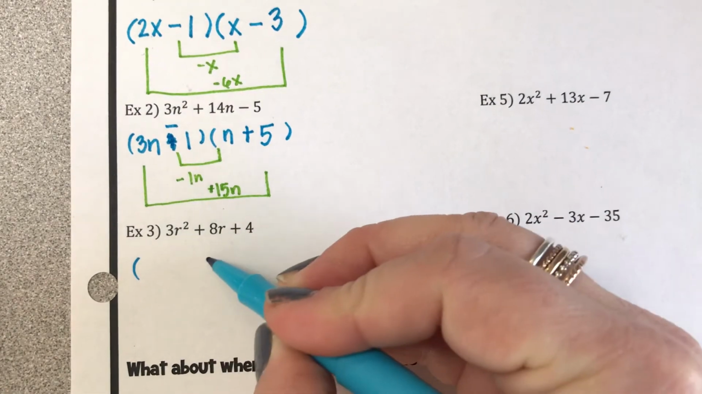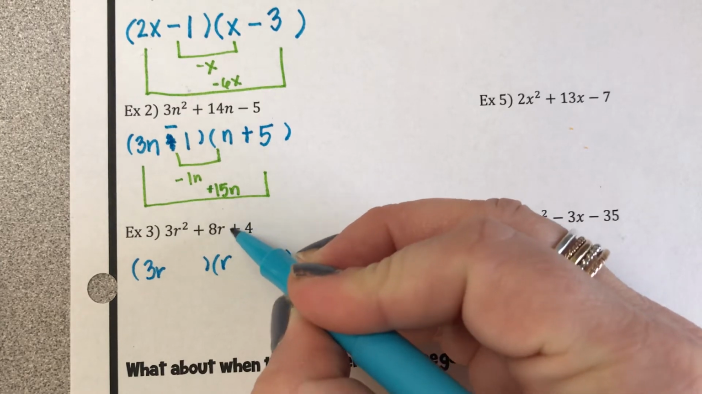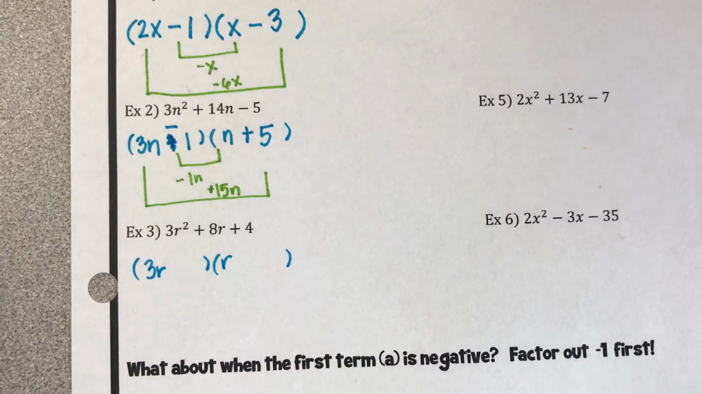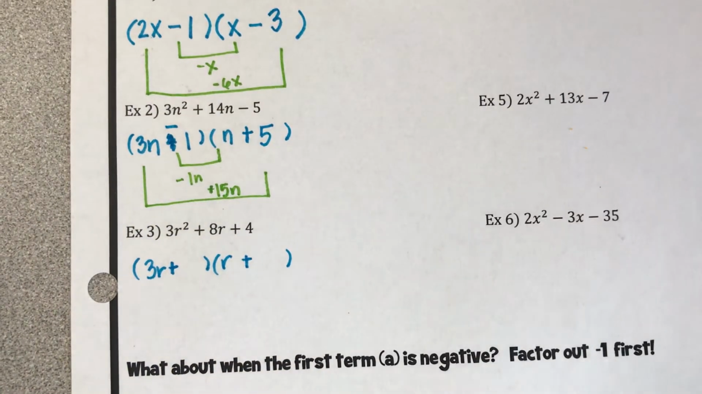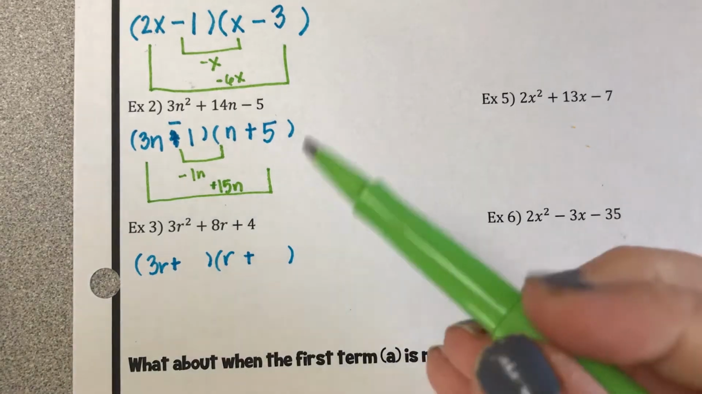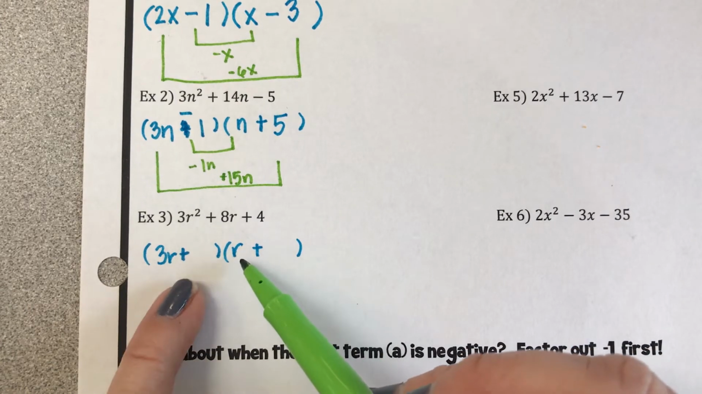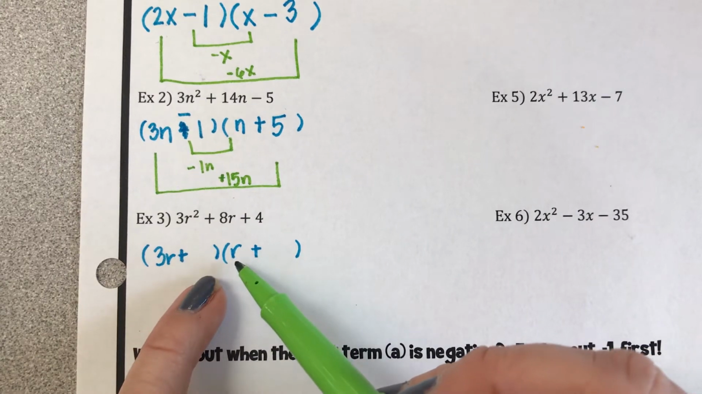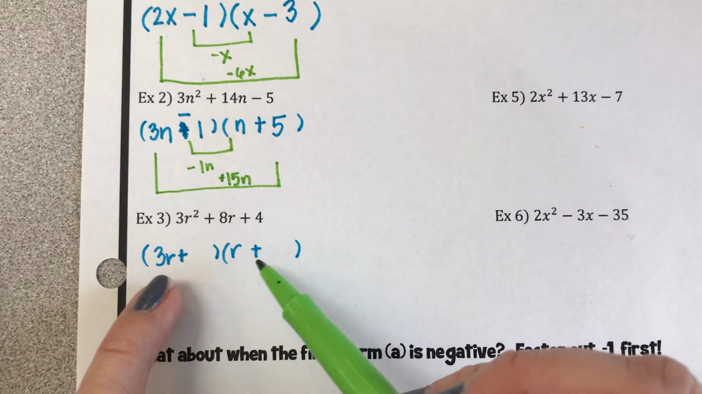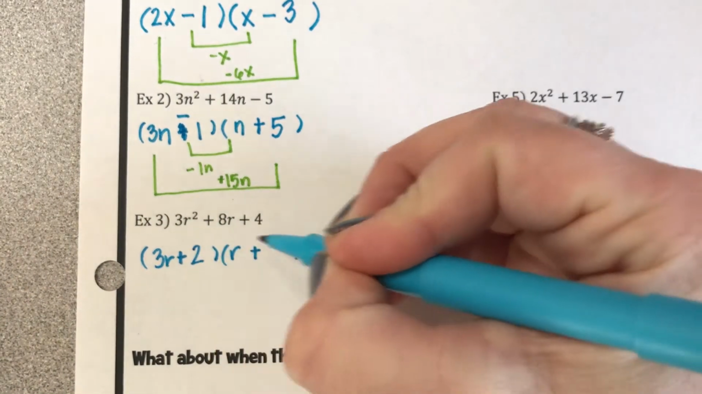So I'm going to set up my two parentheses. 3r times r. This is a plus, which is telling me two of the same signs. And it's two plus signs because that's a plus. And now what can I multiply together to make 4? I could do 2 and 2, so I'm going to think about it. That's going to give me 6 plus 2. Well, what's 6 plus 2? 8, right? If I had put a 4 here, I would have had 12 plus 1 is 13, or 3 plus 4 is 7.